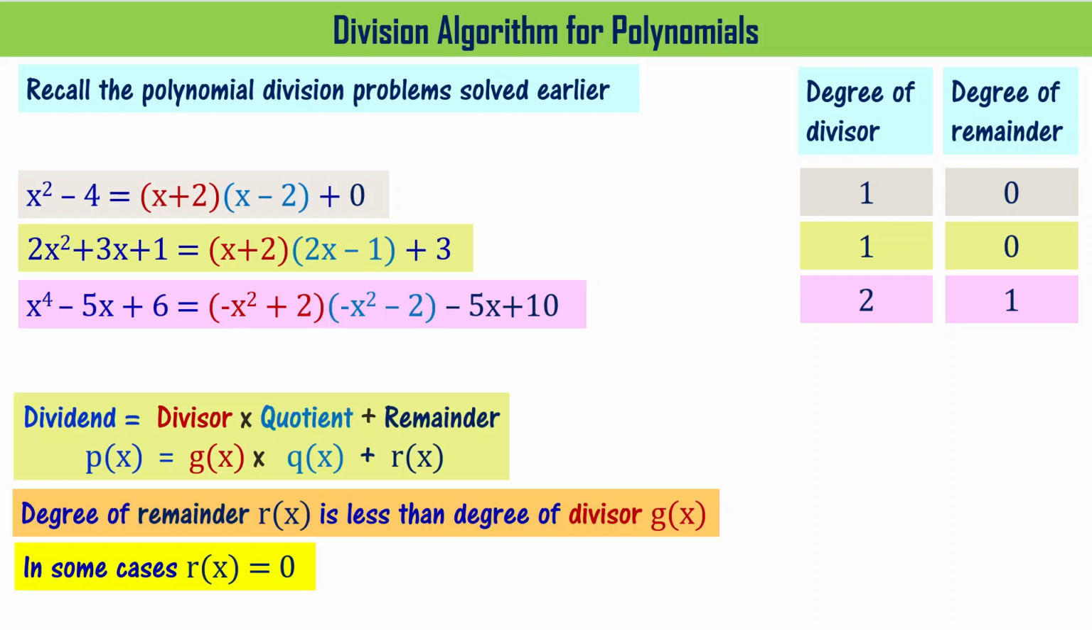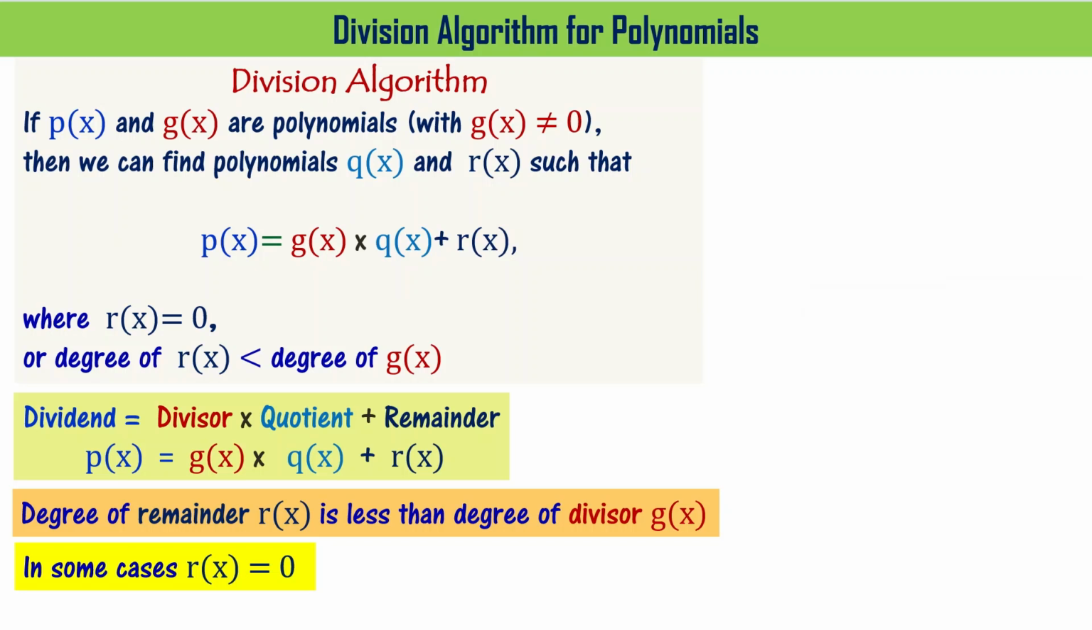This is what is called division algorithm. If p of x and g of x are polynomials with g of x not equal to 0, then we can find polynomials q of x and r of x such that p of x equal to g of x times q of x plus r of x, where r of x is 0 or degree of r of x is less than degree of g of x. This is what is called division algorithm for polynomials. Please take a note of this.